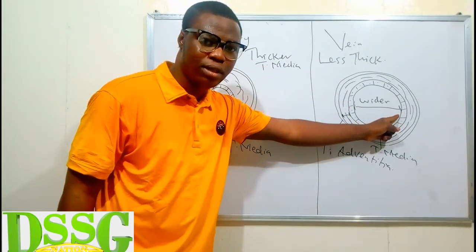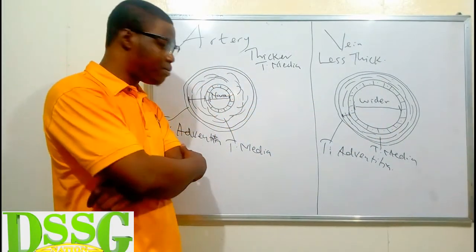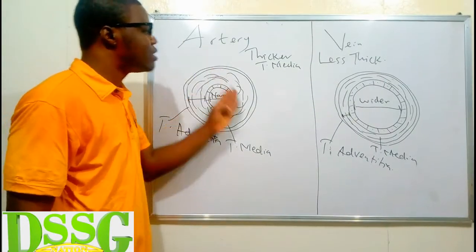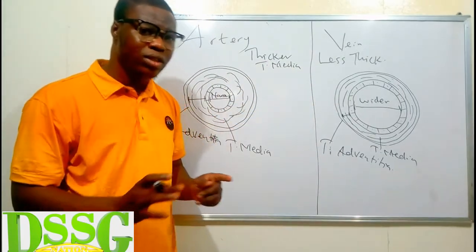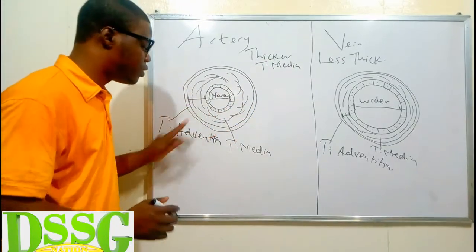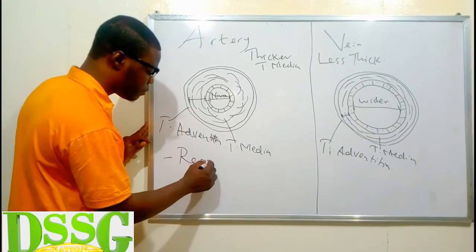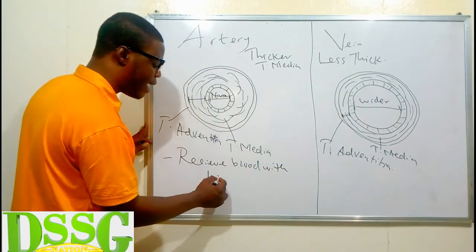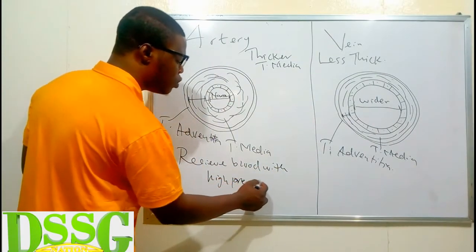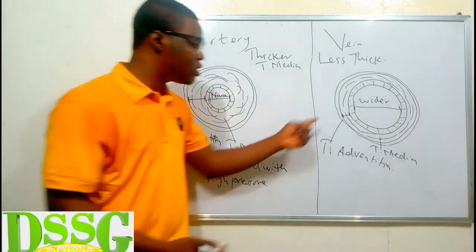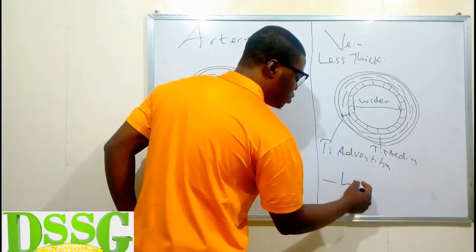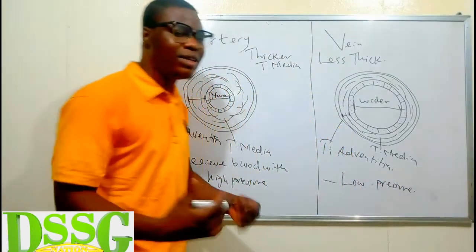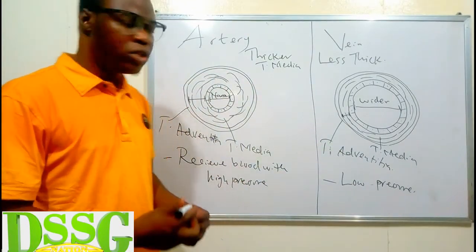A wider lumen. Now the question arises: why is it that the tunica media of the artery is thicker than that of the vein? Simple question. The reason is because these arteries, they receive blood with high pressure. They receive blood with what? High pressure. So they are going to need more muscle to receive it. But the veins, they receive blood with what? With low pressure. So they don't necessarily need a lot of muscles within them.